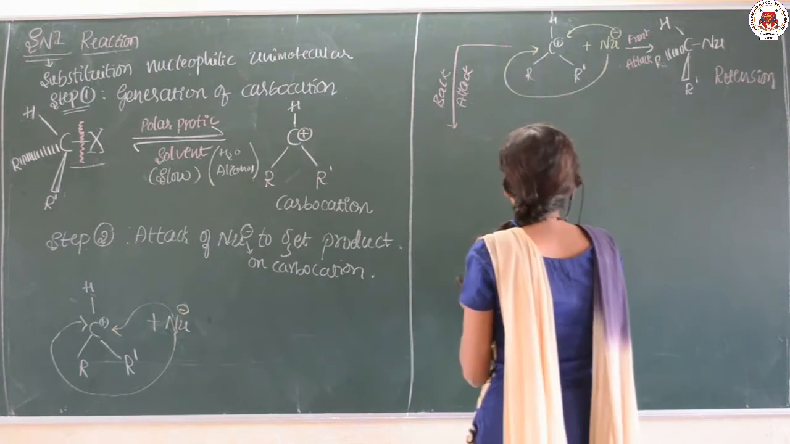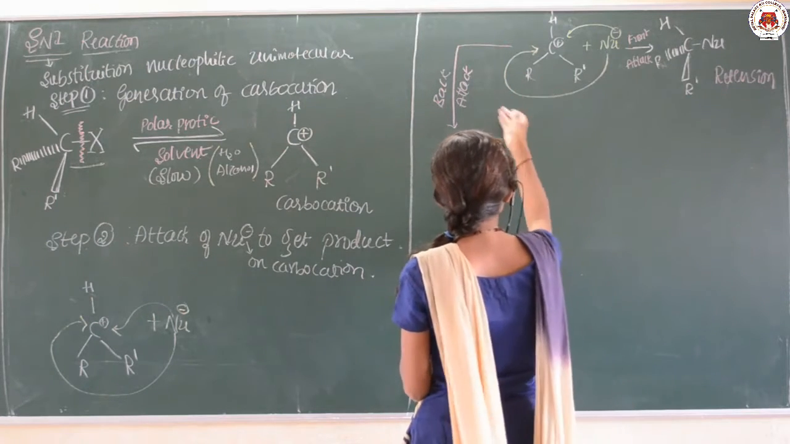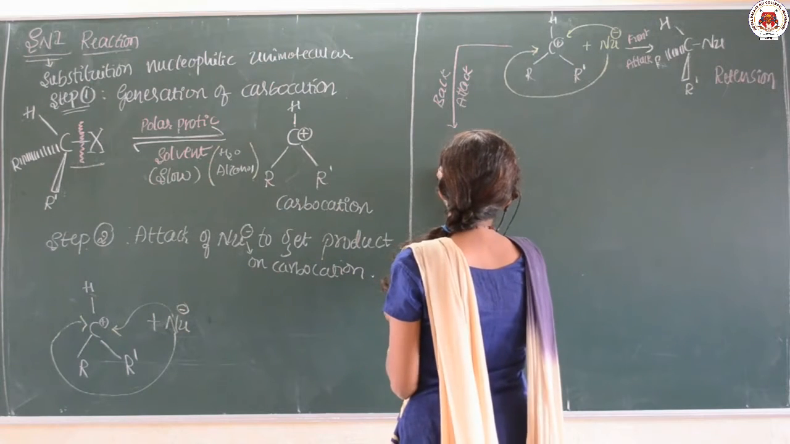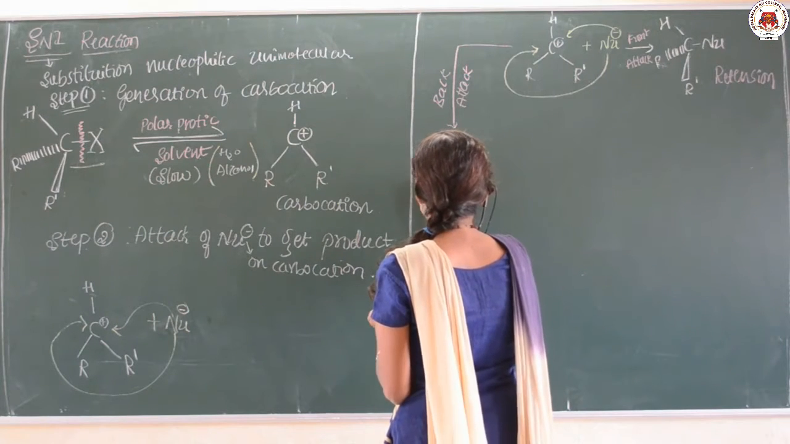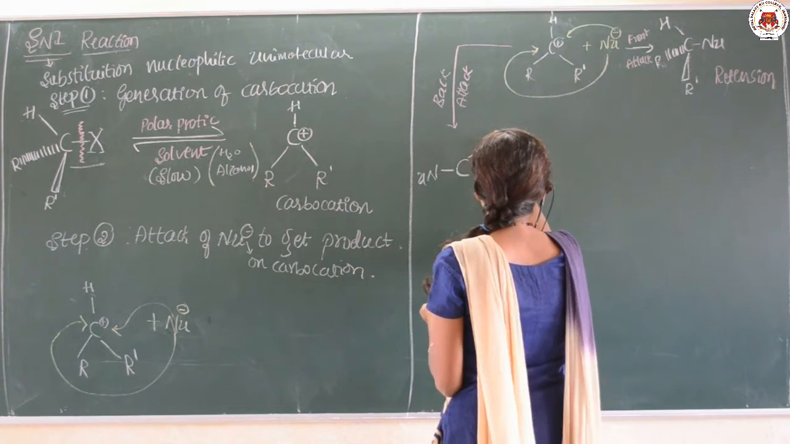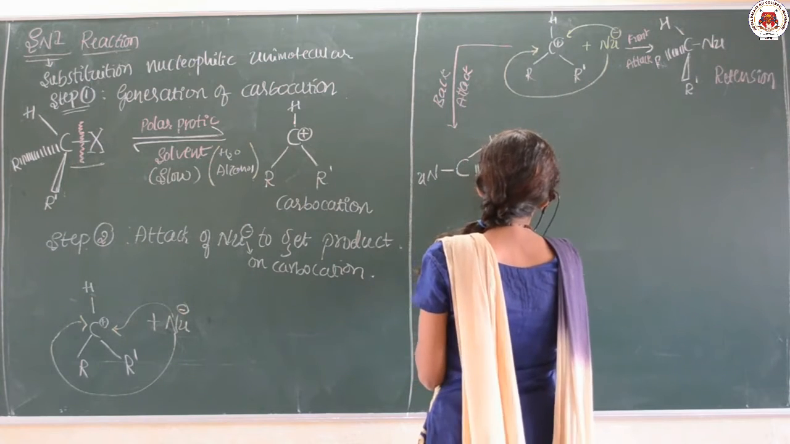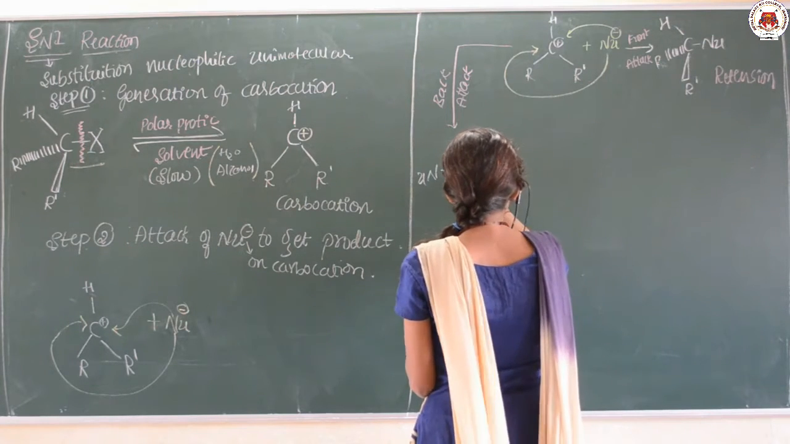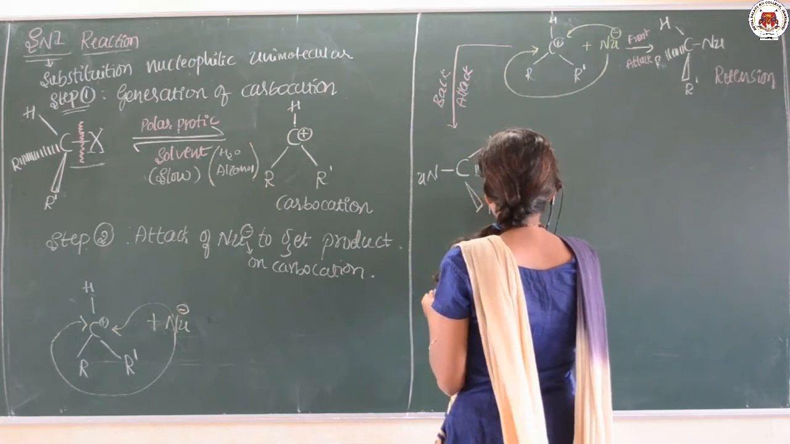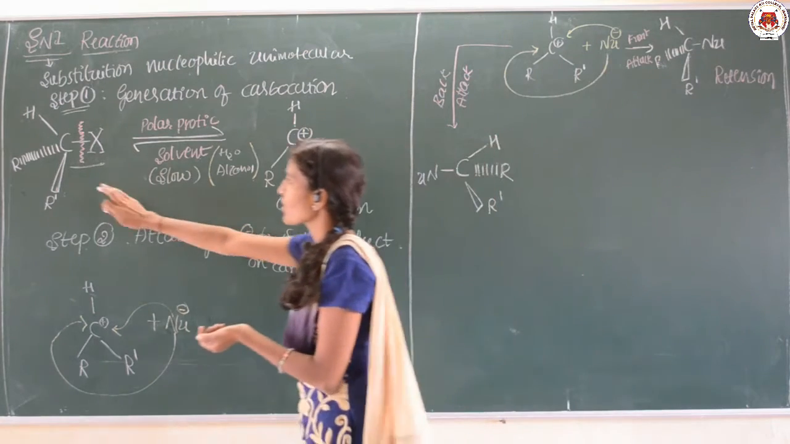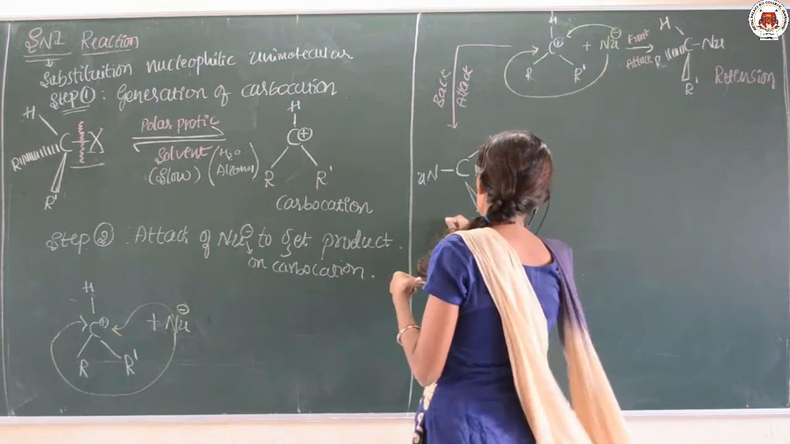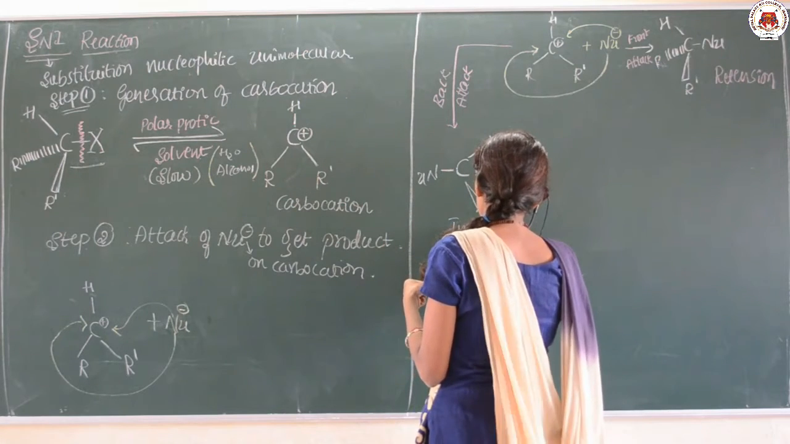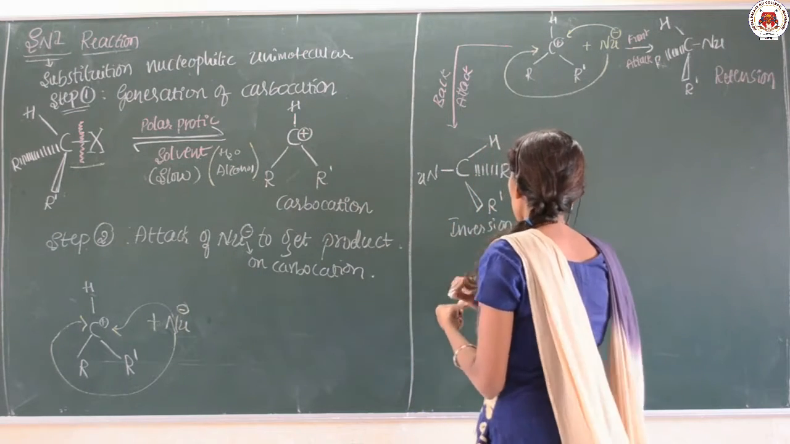Okay. So, if the nucleophile attacks from the back side, it will be attacked like this, and this will be the hydrogen, this will be R, and this will be R dash. It is inverted as compared with this. So, this is the inversion product.